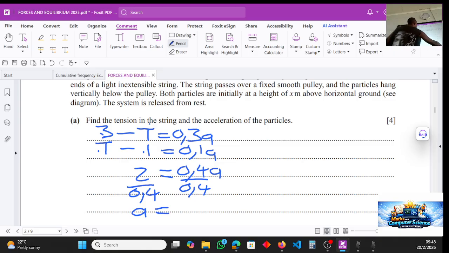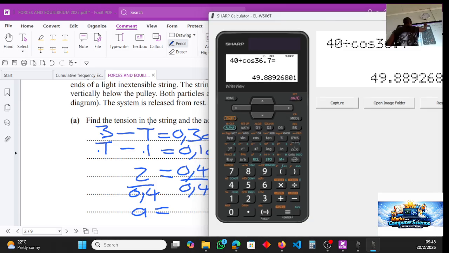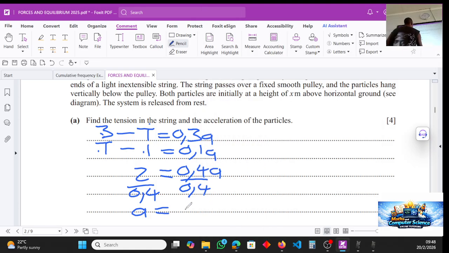Then if I divide both sides by 0.4, I think I'll end up having the magnitude of a as, let me bring my calculator. Here I'm saying 2 divided by 0.4, this will give me 5. So it means for the whole system, the acceleration is 5 meters per second squared.